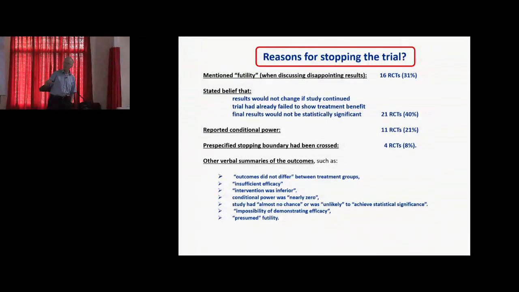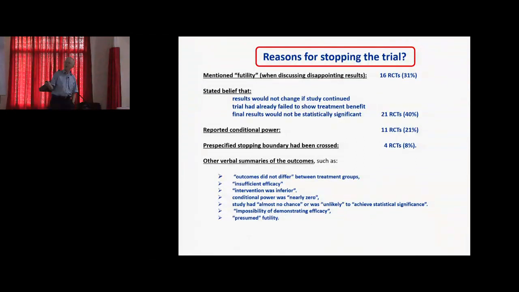Some of them expressed it as a belief about what was going to happen. They felt that the results probably wouldn't change if the study continued. How they know that, I don't know. They said that the trial had already failed to show treatment benefit. That's an interesting statement because they're looking at incomplete data and uncertainty, but they feel that they've got good reason to stop for that. Another one was interesting.